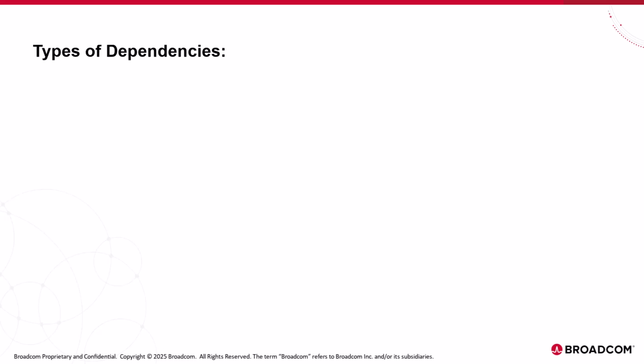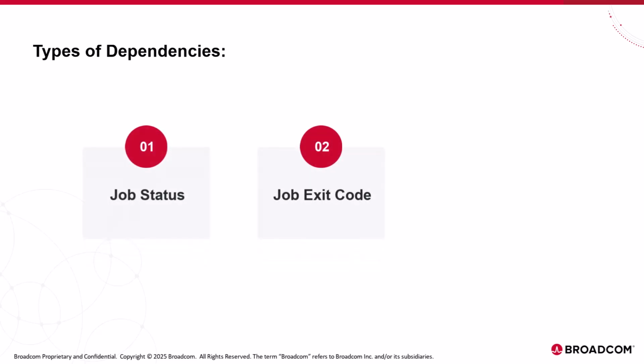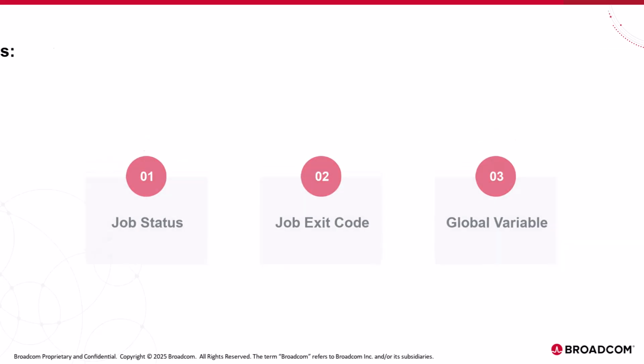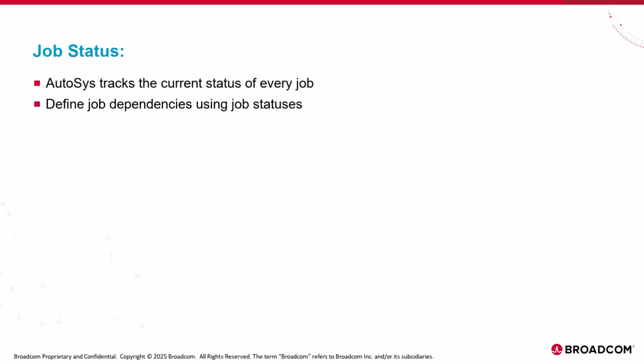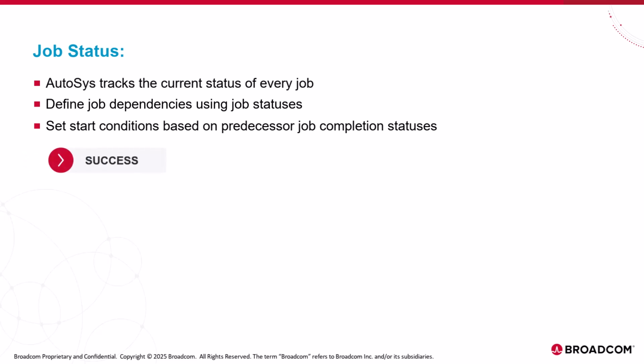Types of dependencies. AutoSys supports 3 types of job dependencies: job status, job exit code, and global variable. Job status. AutoSys tracks the current status of every job. We can use the job statuses to define dependencies between jobs. You can set a job start conditions based on completion statuses from its predecessor jobs. The job statuses available within AutoSys for job dependencies are success, failure, terminated, done, not running.